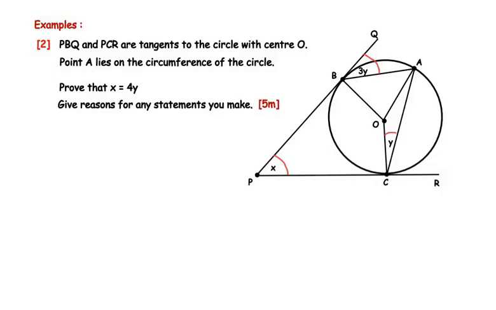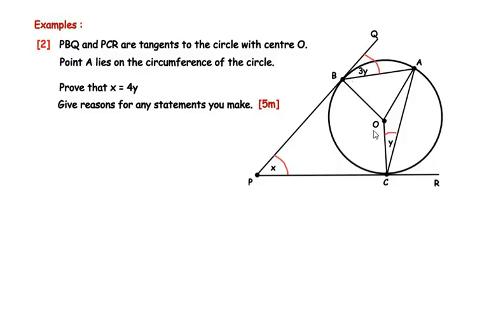This is the second question. PBQ and PCR are tangents to the circle with center O. Point A lies on the circumference of the circle. Prove that X is equal to 4 times Y. Give reasons for any statements you make.